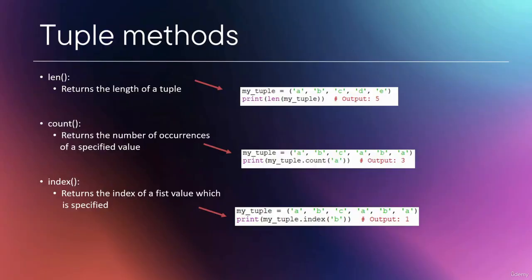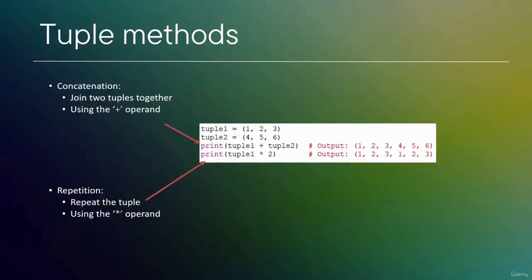And now let's have a look at some of the tuple methods. So again, we have the length method, len, which returns the length of the tuple. Then we have the count method, which returns the number of occurrences of a specified value. So if I put in a value, I want to see how many of these values are in a tuple, I can get the count. Then we have the index, similar to list, where we can get an index of a particular value within a tuple.